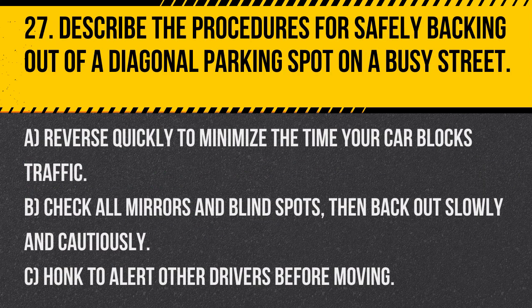Question 27. Describe the procedures for safely backing out of a diagonal parking spot on a busy street. A. Reverse quickly to minimize the time your car blocks traffic. B. Check all mirrors and blind spots, then back out slowly and cautiously. C. Honk to alert other drivers before moving.